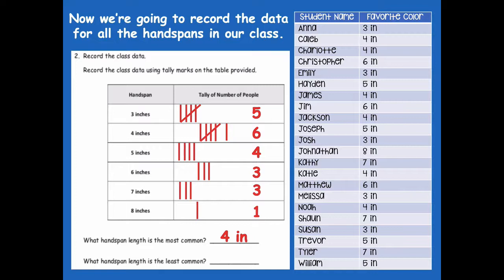Now, what about the handspan length? Which one is the least common? Yeah, it's 8 inches because only one person had an 8-inch hand span.